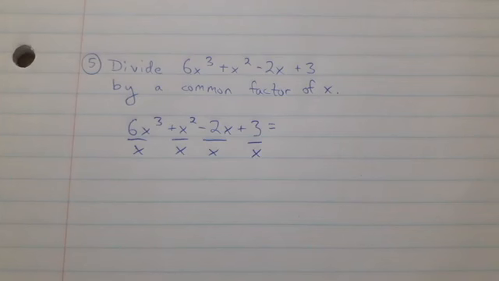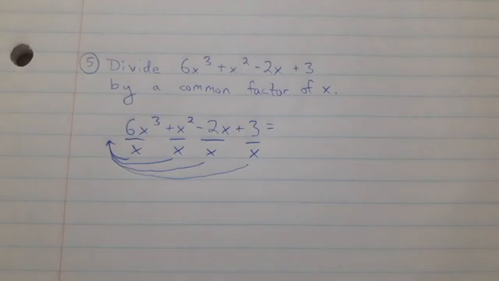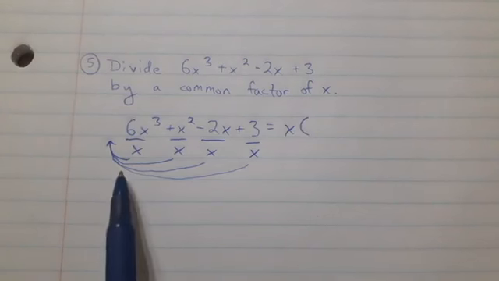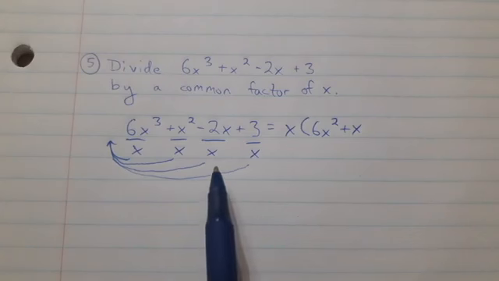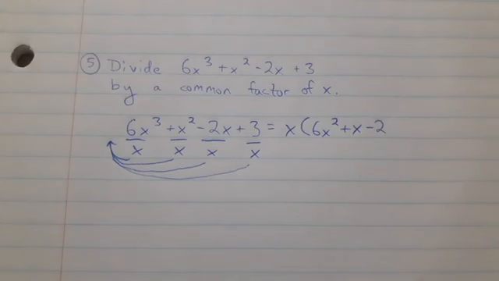Let's see what happens. Since we're dividing all the terms by x, we have to put an x in front. And let's see what we get when we divide. 6x to the third divided by x is 6x squared. x squared divided by x is x. -2x divided by x is -2.